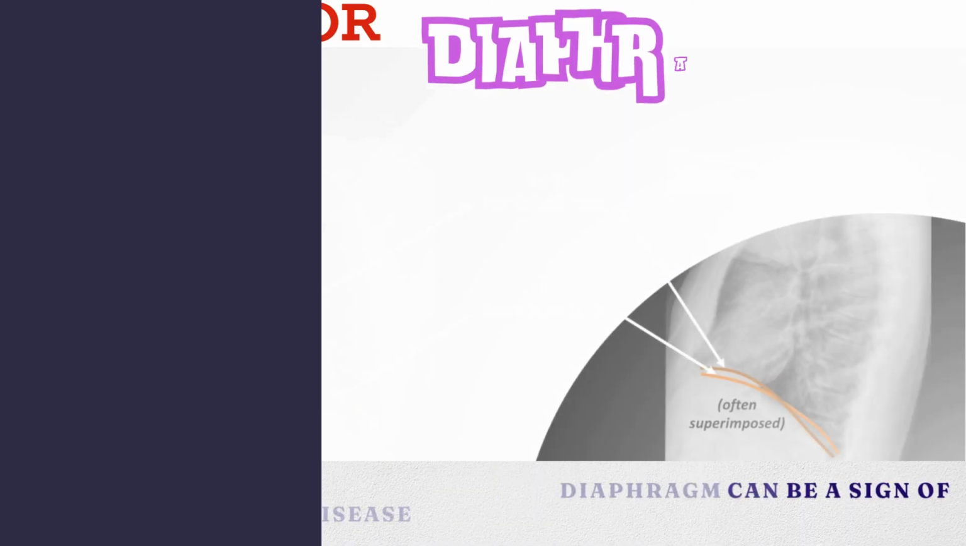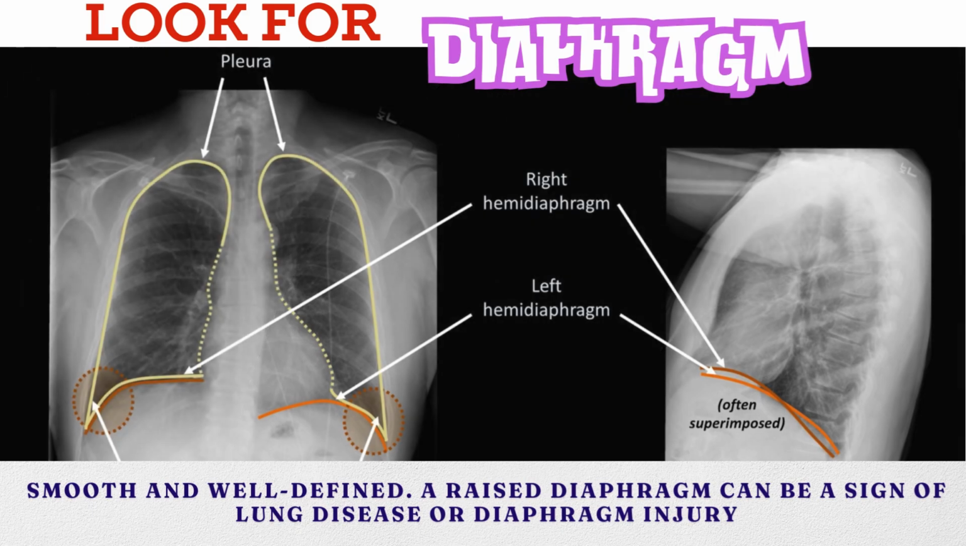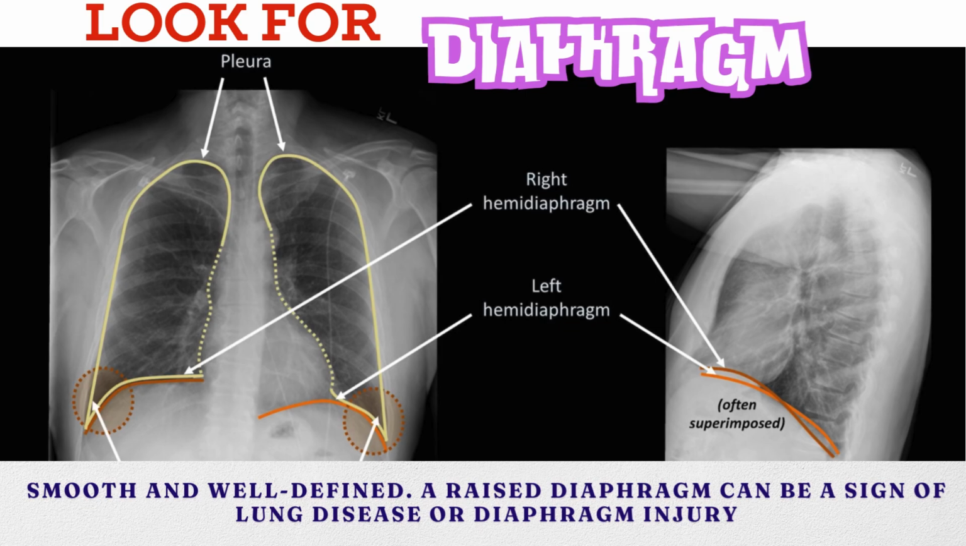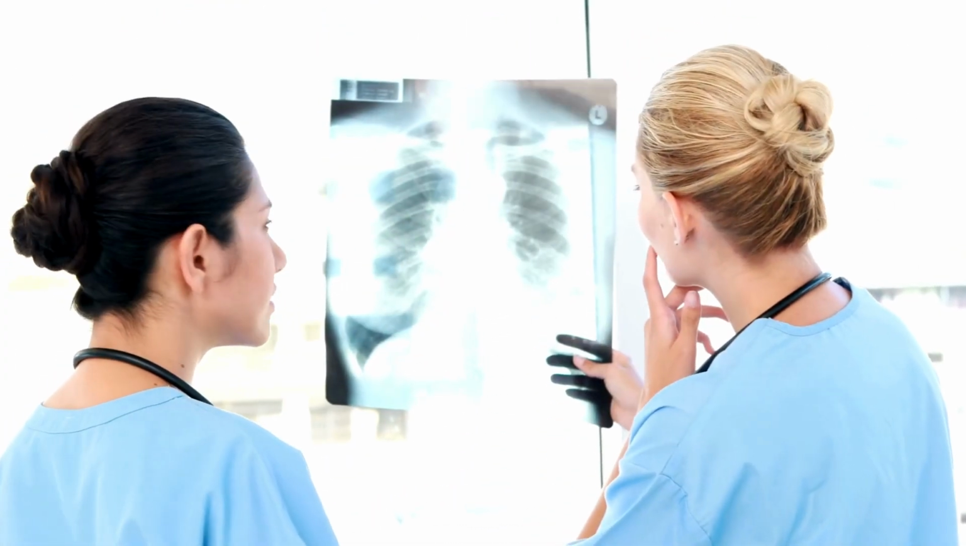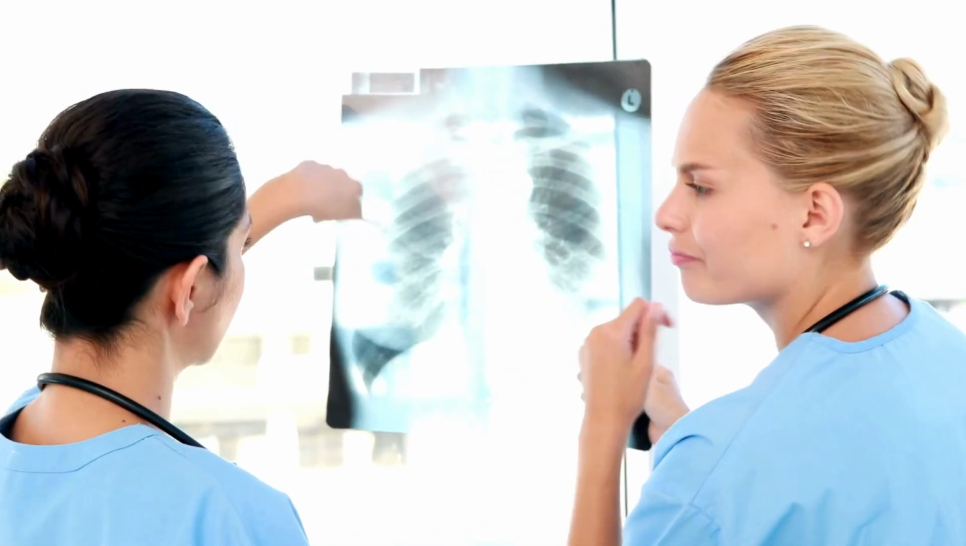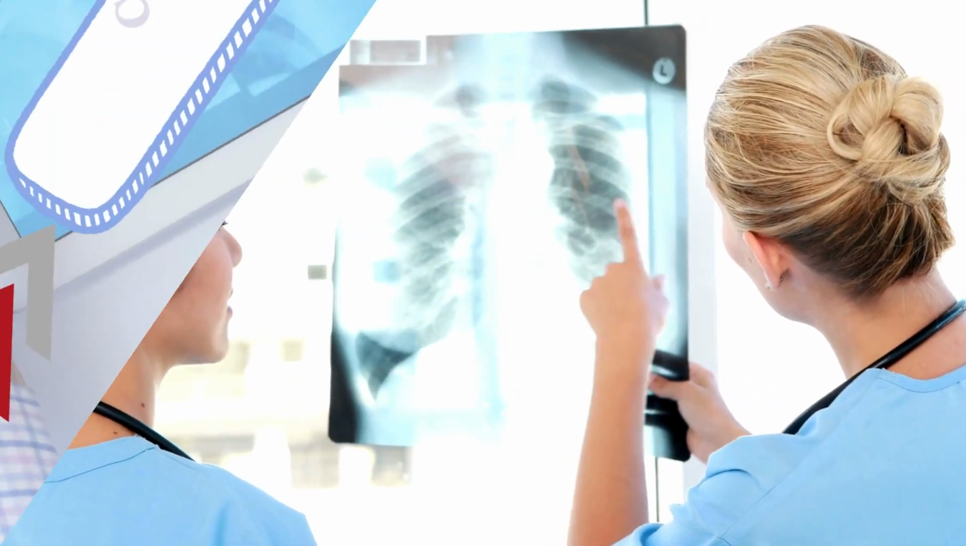Check the diaphragm. The diaphragm should be smooth and well-defined. A raised diaphragm can be a sign of lung disease or diaphragm injury. By taking a focused look at each of these areas, you'll be able to detect abnormalities early.